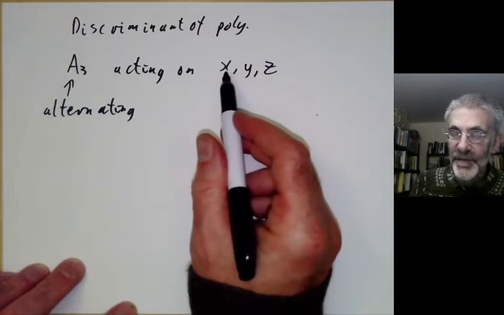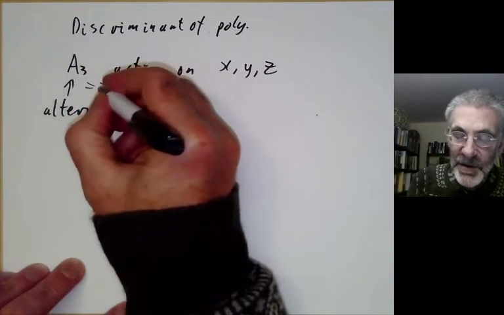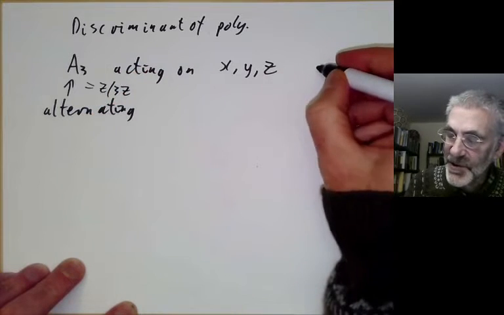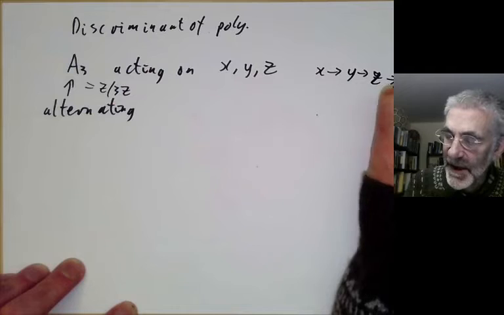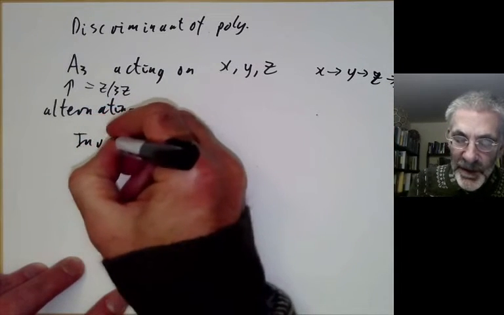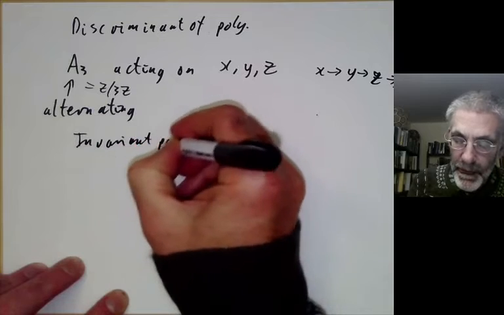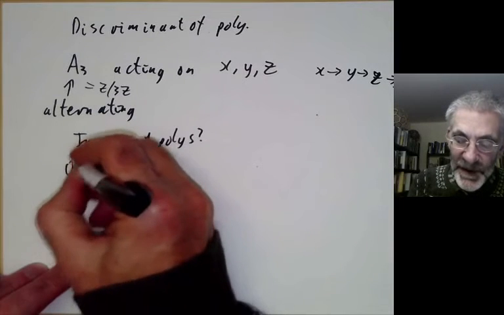So this is really just a cyclic group of order 3, and a generator is just taking x to y, y to z, and z to x. And I want to know, what are the invariant polynomials? Can we find polynomials on this that are invariant under A3? Well, there are some obvious examples.